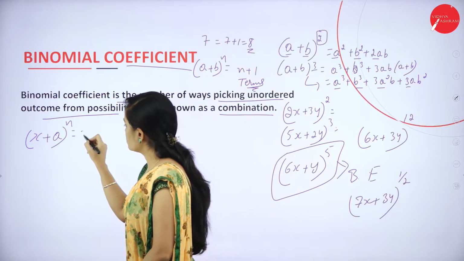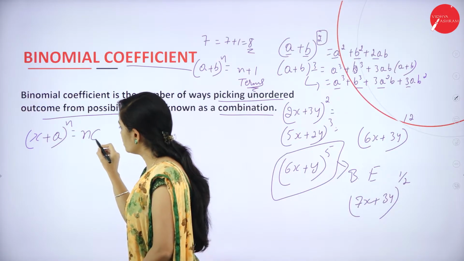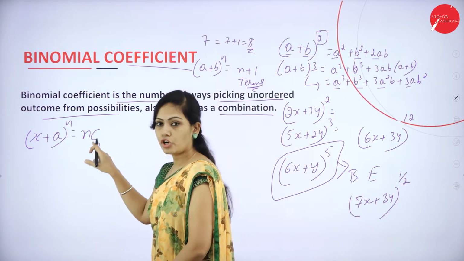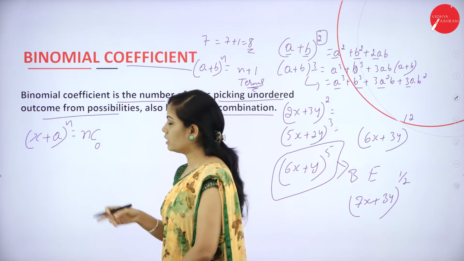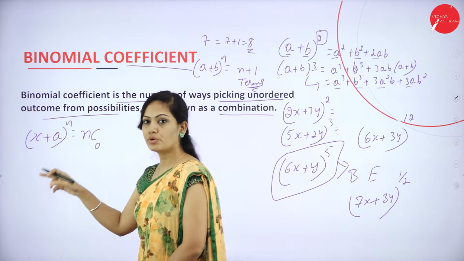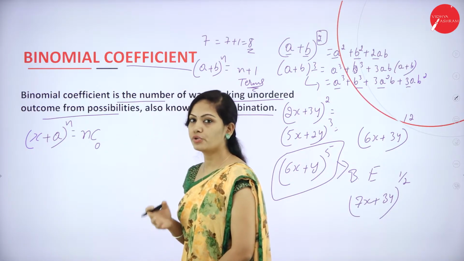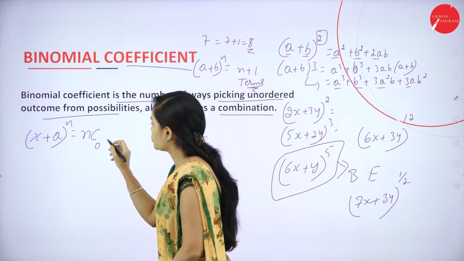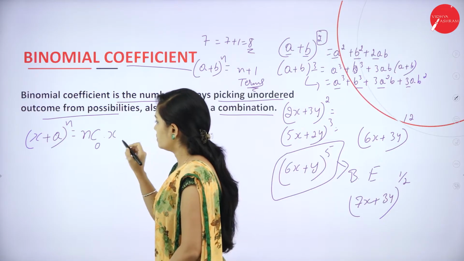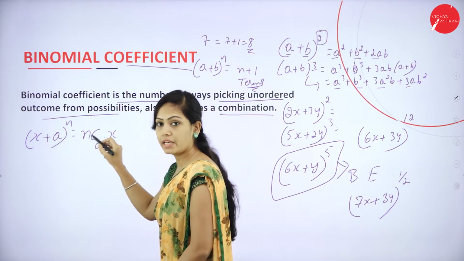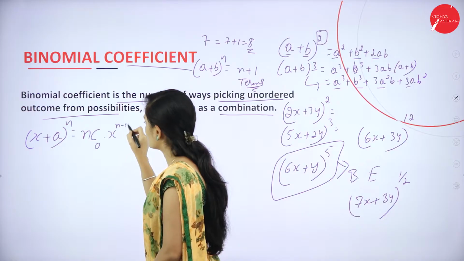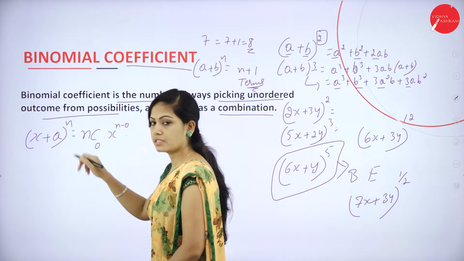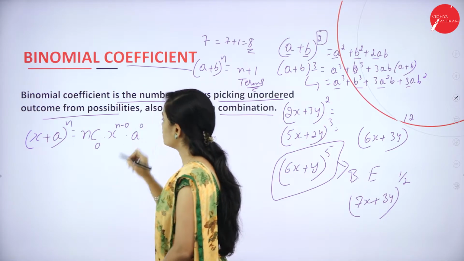Here I have one expression (x + a)^n. So now I will use combination NC0. So I am using the combination NCR formula. So what is NCR? NCR is equal to n factorial by (n minus r) factorial into r factorial. But now I am using NC0 into x power (n minus 0) into a power 0. A value means its x value.